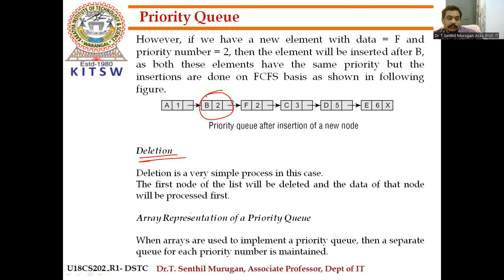Now we will discuss the delete operation. Delete is a very simple process. Simply we can remove the data. The first node of the list will be deleted and the data of that node will be processed first.